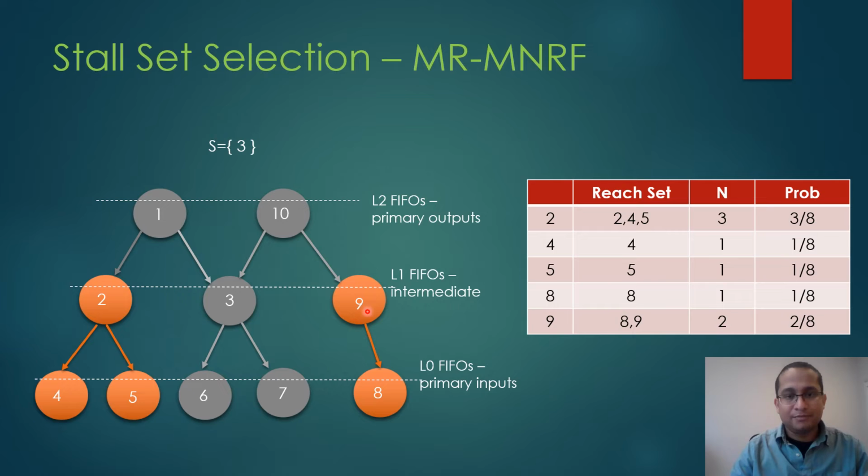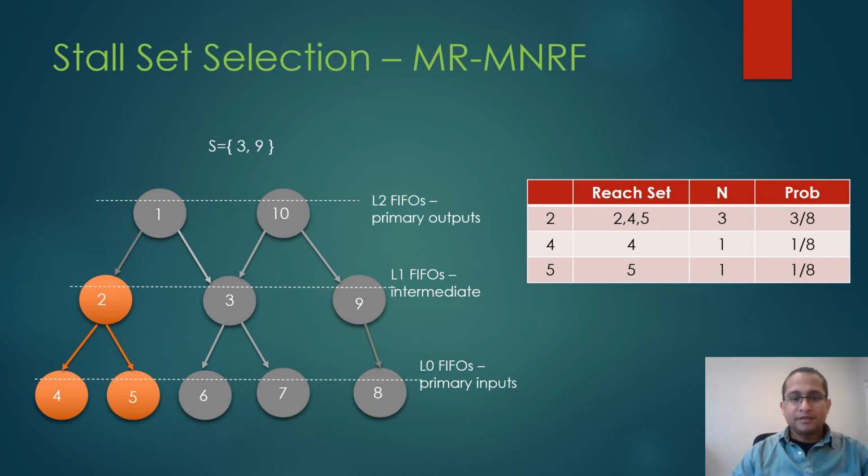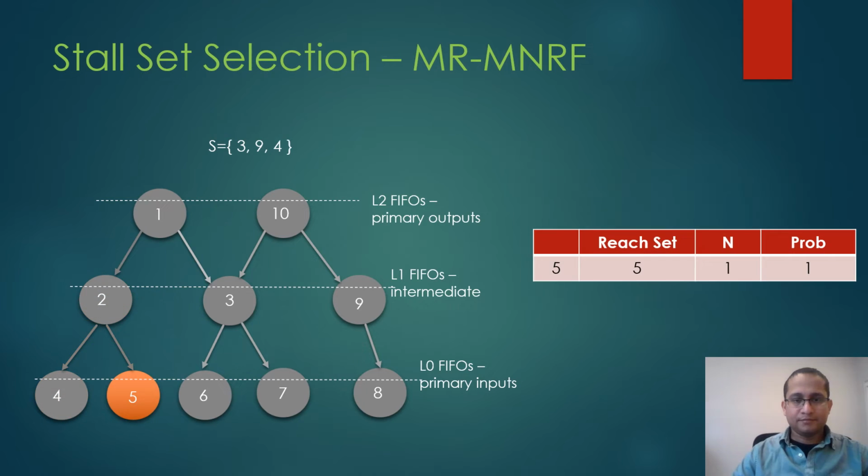And let's suppose that by repeating the process using the new probability distribution, we select the element 9. Since 9 is selected, we include 9 in the stall set and remove all elements which are in 9's reach set, which is 8, and all elements which have 9 in their reach set from the graph, and then repeat the process on the remaining section of the graph with the new probability distribution. And let's suppose now the node selected to be in the stall set is 4.